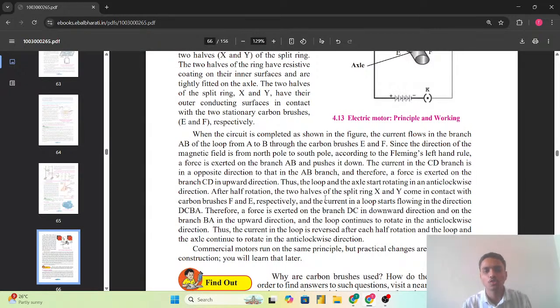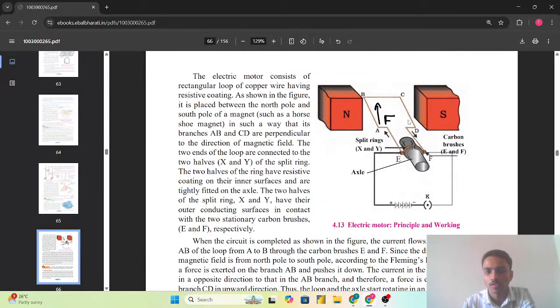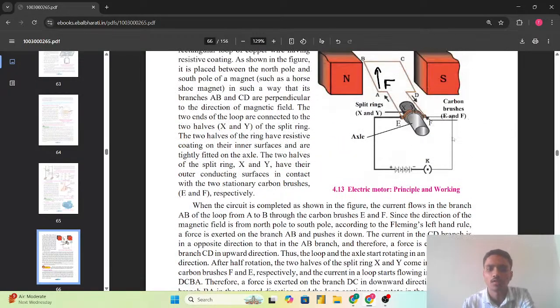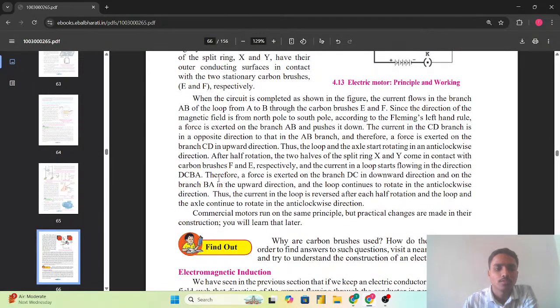After half rotation, the two halves of the split ring X and Y come in contact with the carbon brushes F and E respectively, and the current in the loop starts flowing in the direction DCBA. So the current will flow in the direction DCBA, and the rectangular coil will keep moving in the anticlockwise direction. Therefore, a force is exerted on the branch CD in the downward direction, and on the branch BA in the upward direction. The loop continues to rotate in the anticlockwise direction.